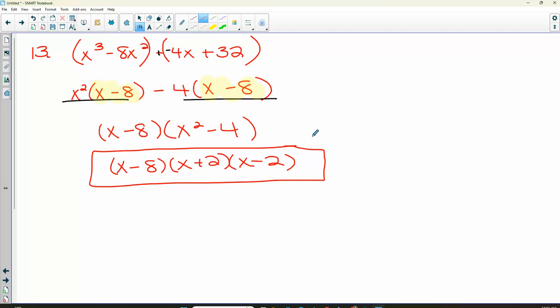Is there anything else on this first page that you would like for me to go over?